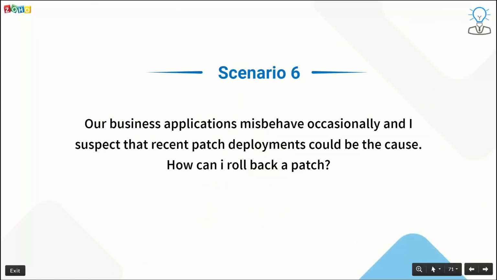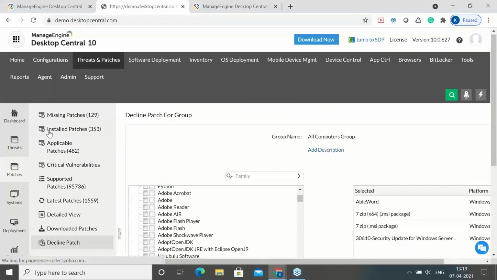Our business applications misbehave occasionally, and I suspect that recent patch deployments could be the cause. How can I roll back a patch? This is very easy. You can easily uninstall a patch. All you have to do is go to the installed patches tab. Check out the patches that you have installed, see which one you want to uninstall, select that particular patch and just give uninstall patch that you will find above. I'll show it to you as soon as this view gets loaded.